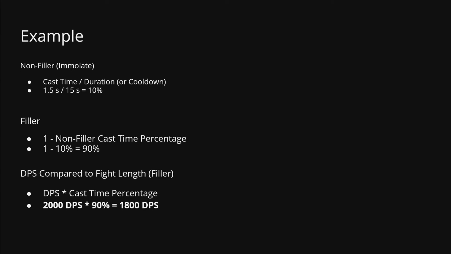So if we now look at how much DPS we're actually doing with our filler spell over the entire fight duration, let's say we're using the 2000 DPS from the sprint before, we are casting that spell 90% of the time, we're gaining 1800 DPS from our filler spell, Shadow Bolt in this example.